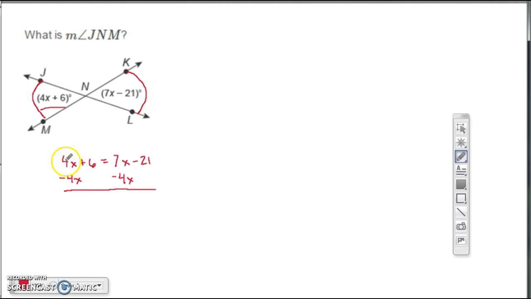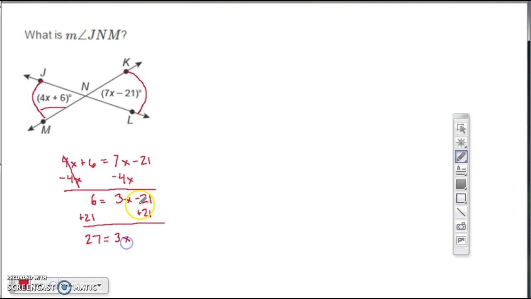So here, 4x minus 4x, I'm left with no x's, just the 6. Over here, I've got 7x's minus 4x's. That leaves me with 3x's. All right, now I'm still trying to isolate my variable. I'm trying to get x by himself, so I'm going to do the opposite of what I'm doing to him now to undo all of that, okay? So right now I'm subtracting 21. The opposite of subtracting 21 is adding 21. 6 plus 21 is 27.